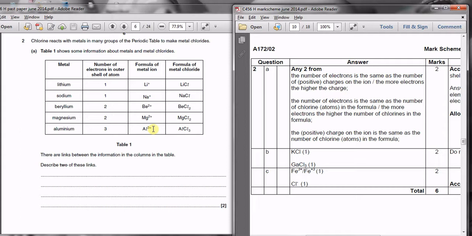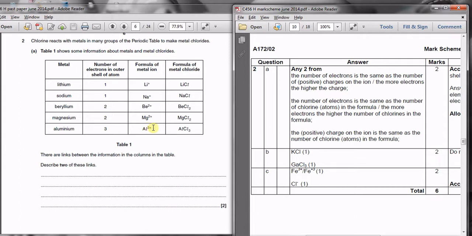So you have to state that the number of electrons in the outer shell is the same as the positive charge on the ion. You can't say it's the same as the formula of the ion, because it's not the formula. The formula is Al3+. It's the same as the charge on the ion, which is the 3+ section.